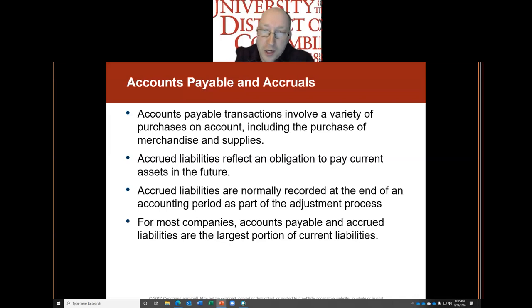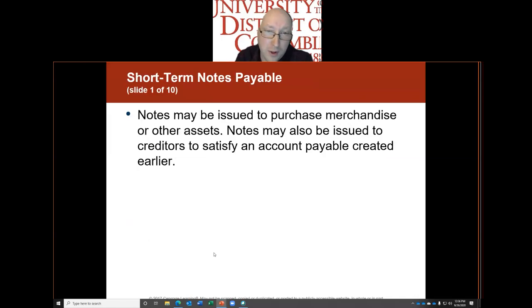Accrued liabilities are a reflection of an obligation to pay its current assets in the future. Accrued liabilities are normally recorded at the end of an accounting period as part of an adjustment process. For most companies, accounts payable and accrued liabilities are the largest portion of current liabilities.